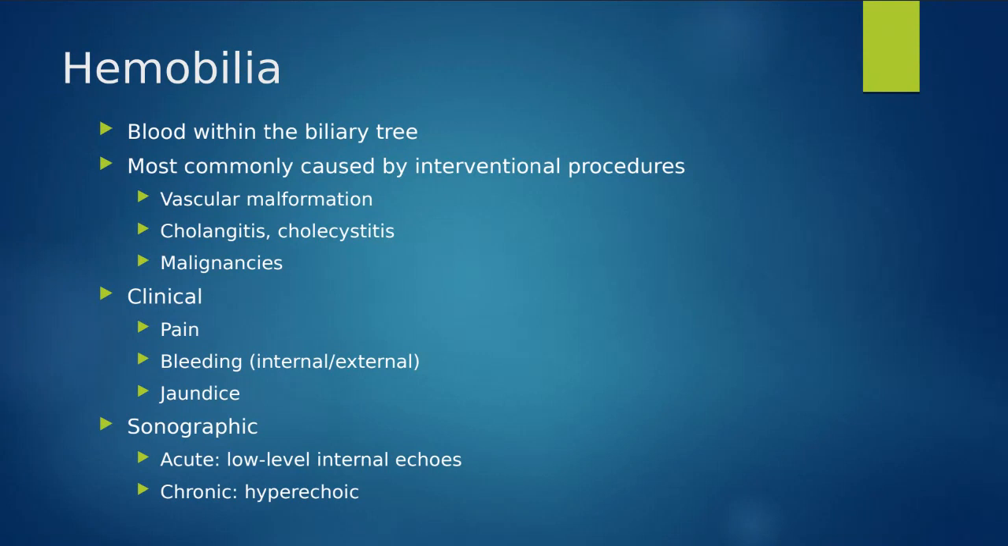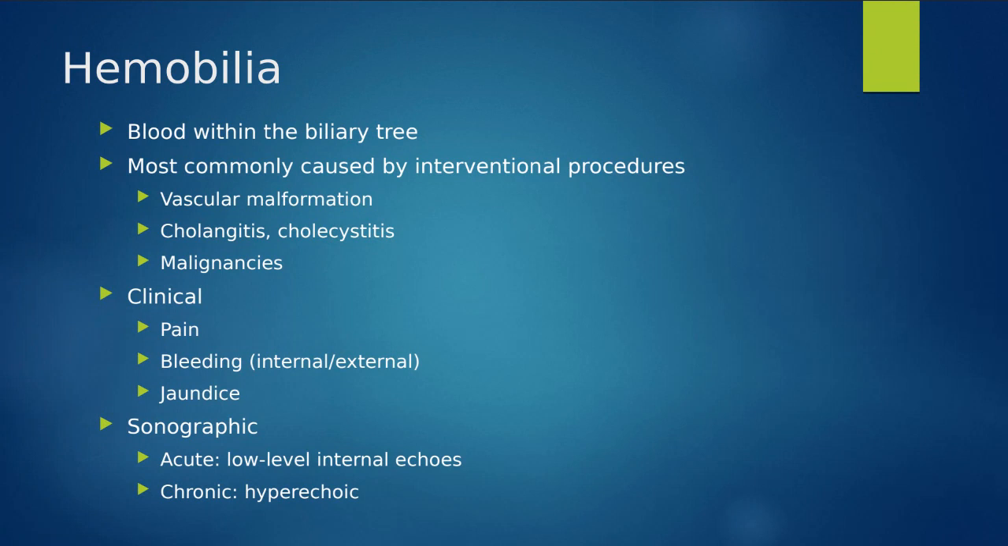Clinically, the patient is going to have pain, jaundice, and depending on the severity and the cause, they could have internal and external bleeding. So we could see bleeding. Of course, if they had some type of intervention, they're going to have some type of entry wound on their body, right? So we can see that blood coming out of that, but we can also see blood starting to really, really pool in that biliary tree, and therefore causing a more severe type of internal bleeding.